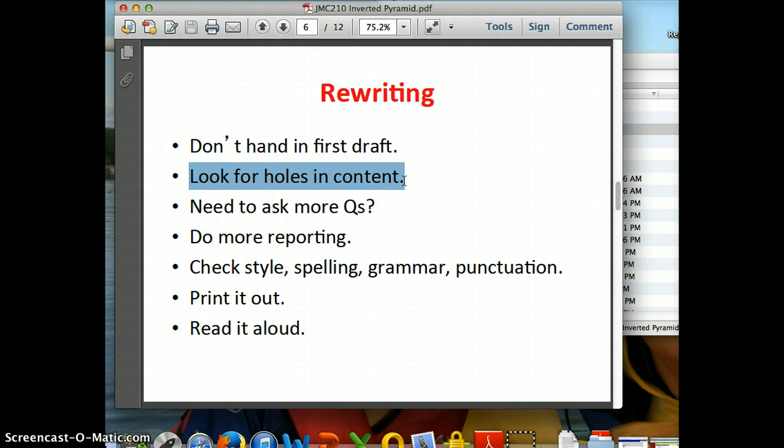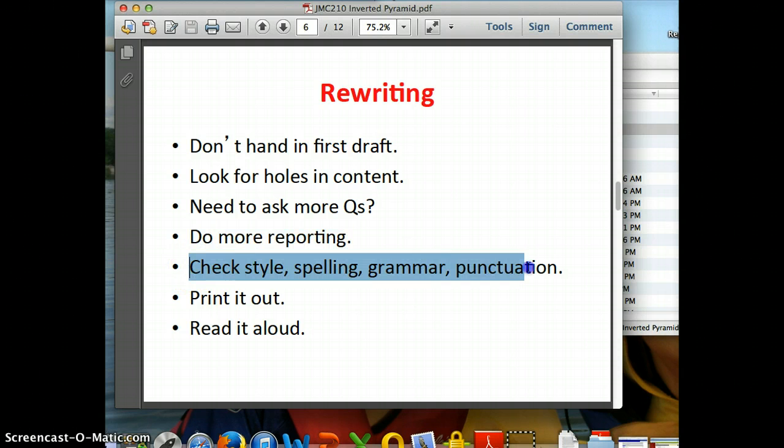You're going to look for holes. A hole is something that's left out. For instance, maybe there was a question that wasn't asked. Maybe there's a quote that isn't there that needs to be. Maybe there's a fact missing or an explanation is missing. So look for holes. You might have to do some more reporting when you're rewriting.